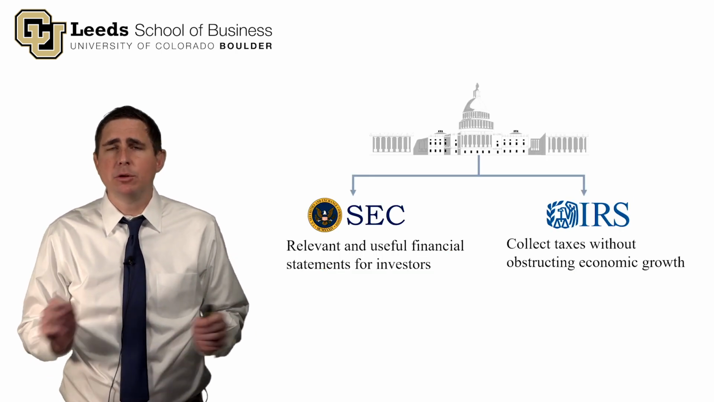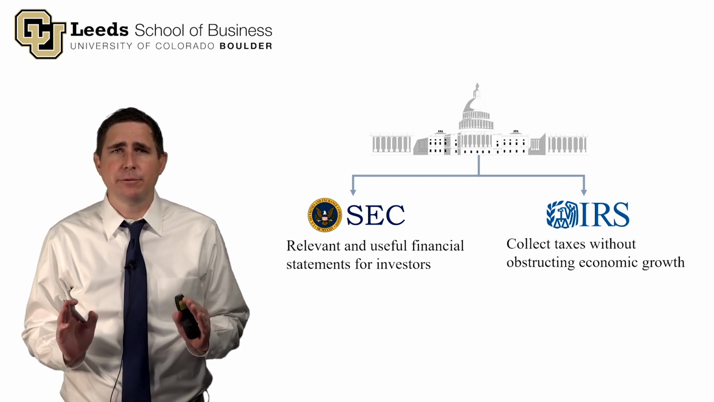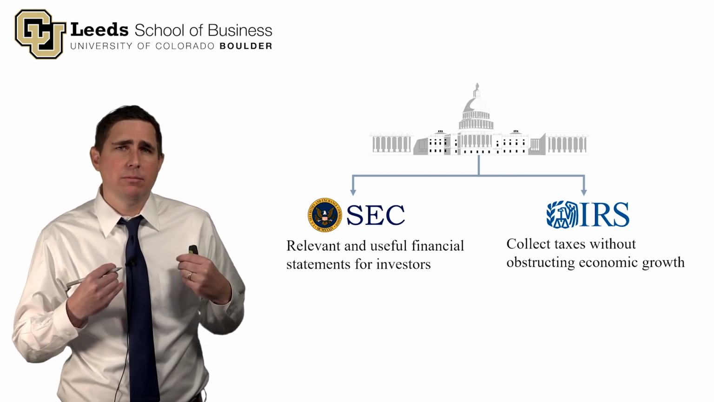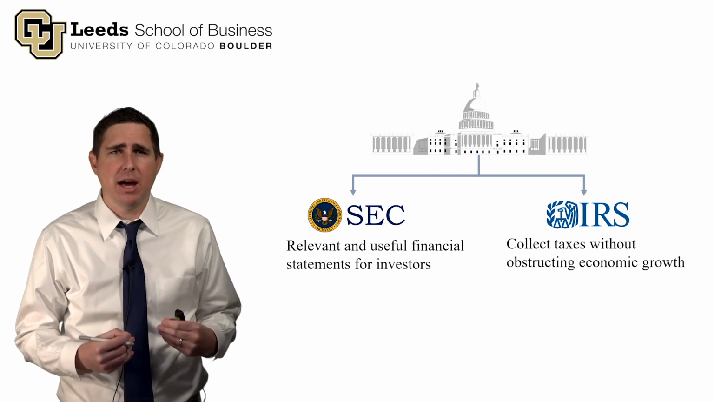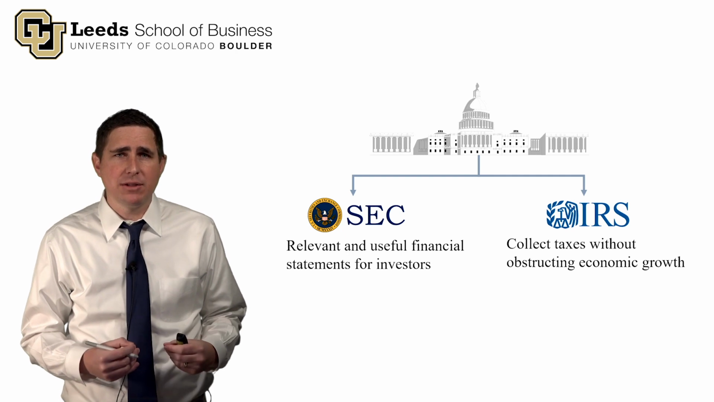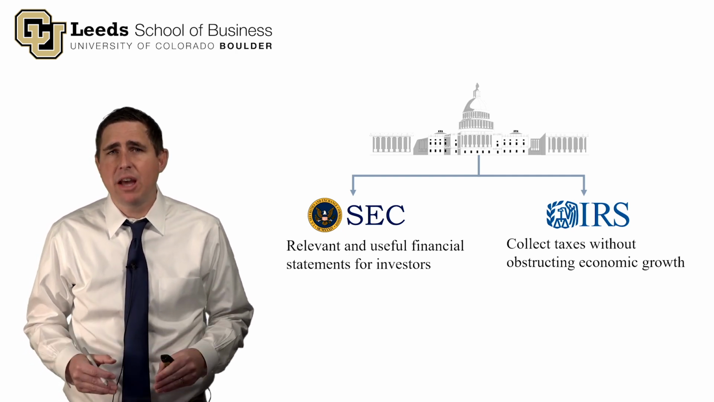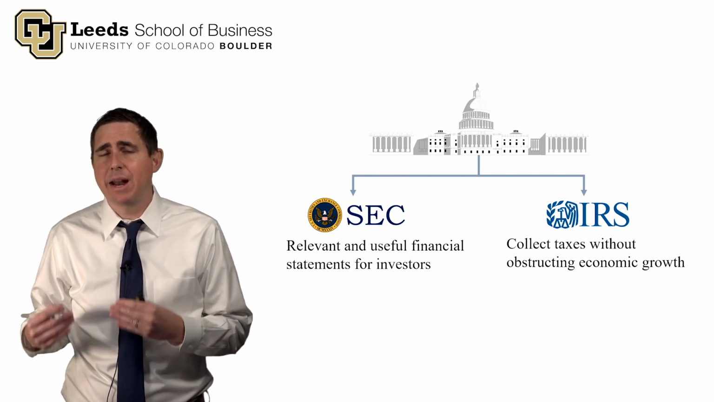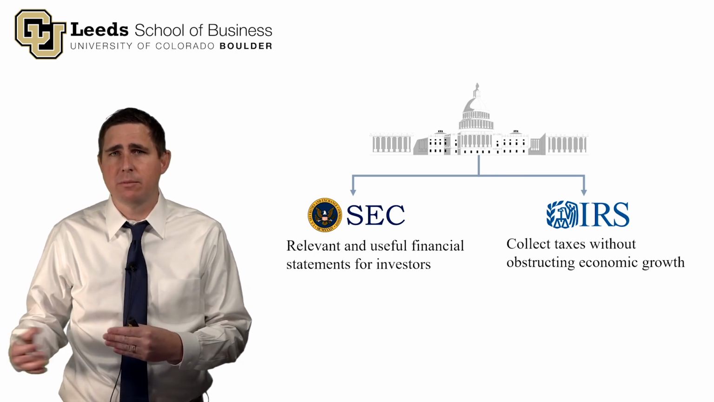Now we'll talk about the two different types of rules for accounting and how they generate differences, okay? So the SEC makes the rules that we talk about in this class, okay, the financial accounting rules. And these rules are designed to make financial statements that are relevant and useful for investors. On the other hand, the IRS makes the rules that determine how much in taxes a company or an individual owes to the government, okay?